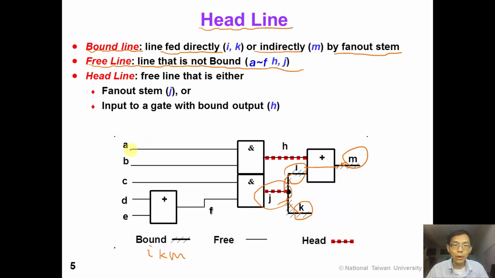In this example, all the primary inputs and H and J are free lines. So we have 8 free lines in this example. And finally, the head lines are free lines that are either a fan-out stem, such as J, or an input to a gate with a bound output, such as H. So in this circuit, we have 2 head lines. They are H and J.